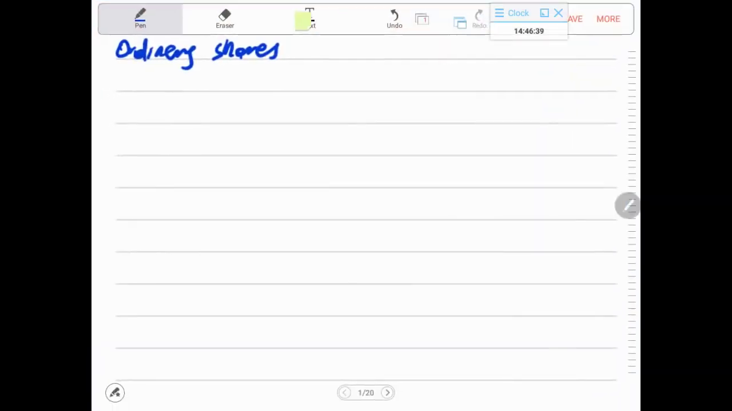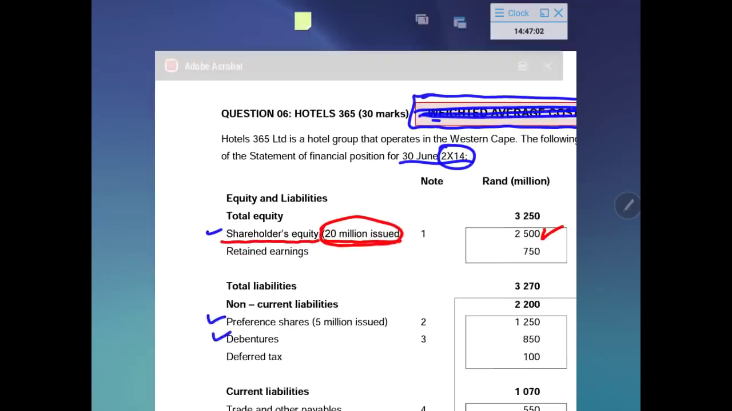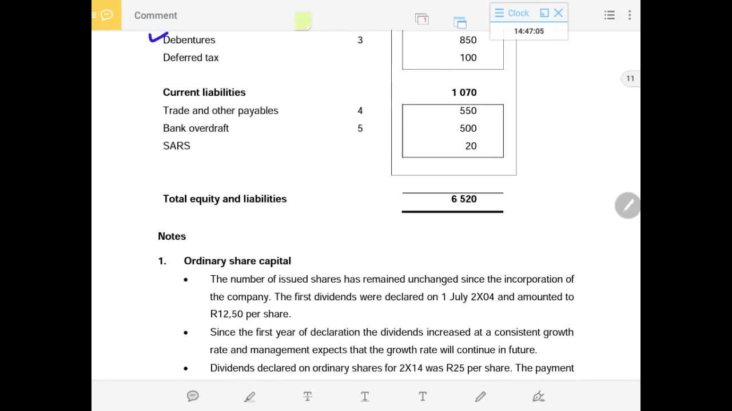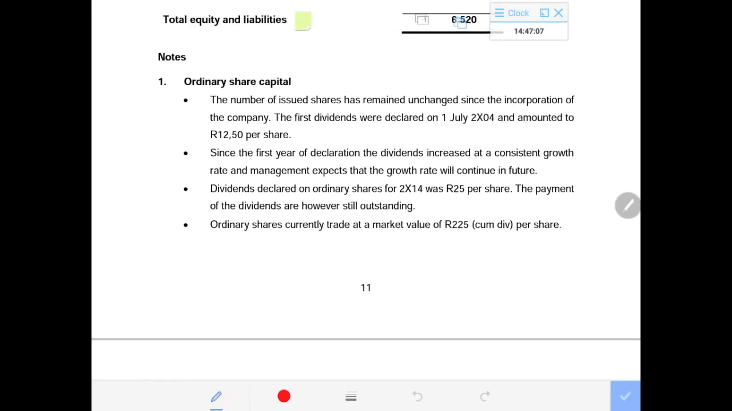So now we have to take the price according to the market, times this by the number of shares. So we have to look at the price. How much is the price of the ordinary shares according to the market? Now our ordinary share price according to the market is 225 and is cum-dividend. Our shares are currently trading at 225. So this is our ordinary share price according to the market.